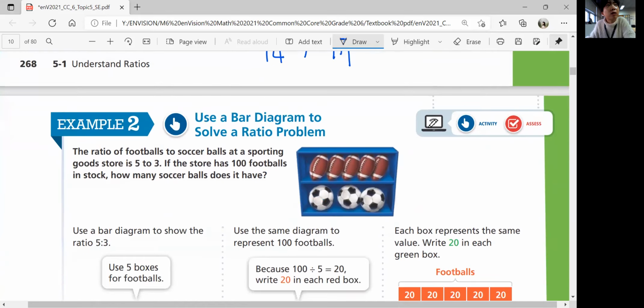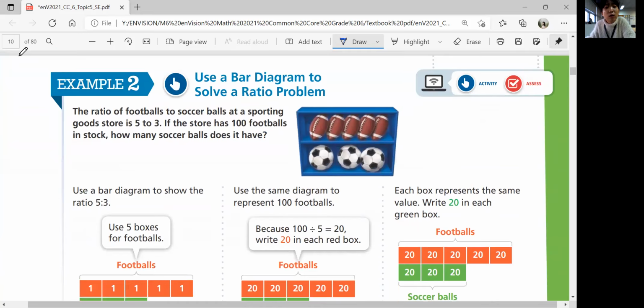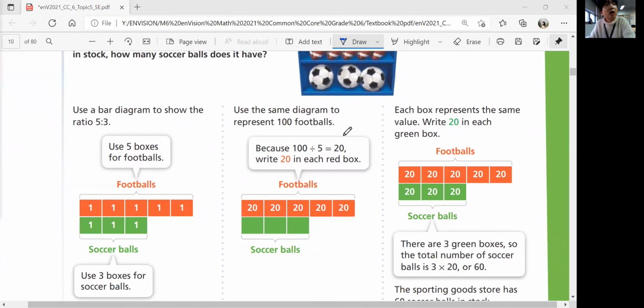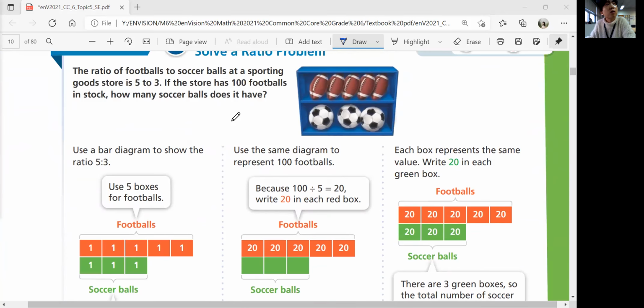Let's look at example 2. Use a bar diagram to solve a ratio problem. The ratio of footballs to soccer balls at a sporting goods store is 5 to 3. If the store has 100 footballs in stock, how many soccer balls does it have? Use a bar diagram. We see 5 to 3 balls, right? And using the ratio, what if we have 100 footballs? So every 5 footballs, we have 3 soccer balls.